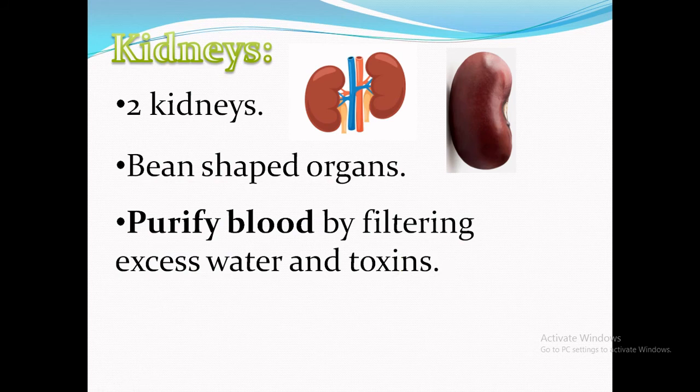Now, what is the function of these kidneys? So we've already seen that the heart pumps blood to all the parts of the body, but this blood can be infiltrated by excess water and toxins. So the function of the kidneys is to purify blood. How it purifies is by removing the excess water and toxins. This excess water and toxins which are removed by the kidney is what comes out of the body as urine.